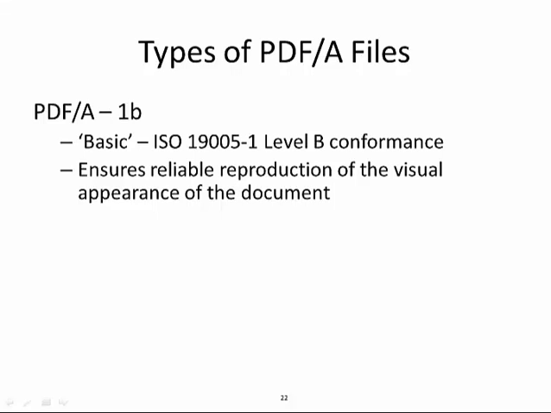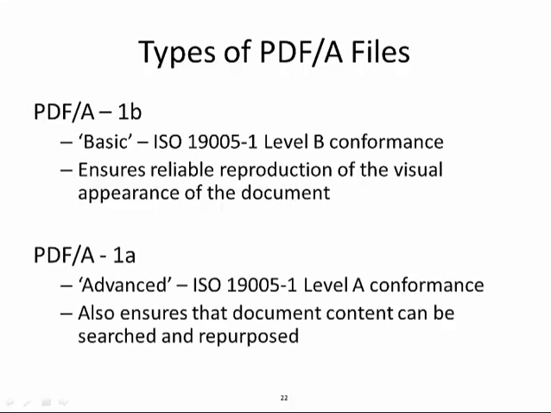There's a slightly enhanced protocol, and that's the 1A. And with this, not only will it reproduce the document so it looks the same, but it also makes the content available so it can be repurposed and searched. So it's a little more of an advanced way, making the data available, hopefully in a format that you could copy and paste and do things with. So the 1A is a little more advanced and something that you would strive for if you have a document you're trying to convert into a PDF format.